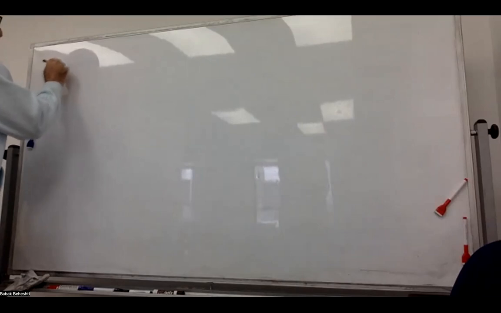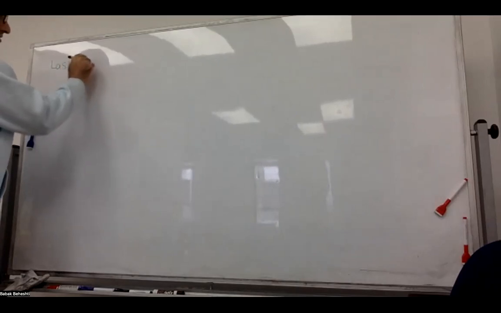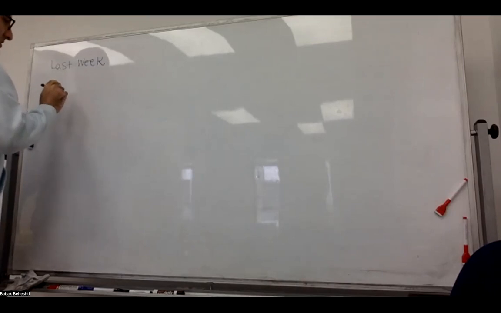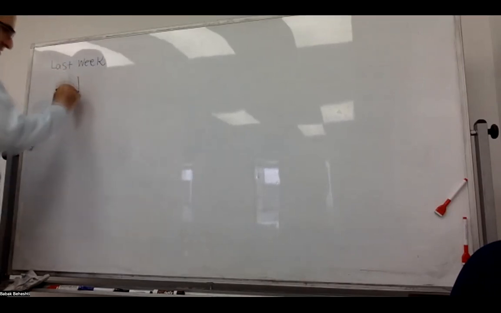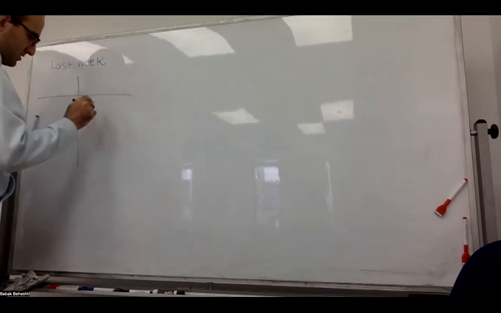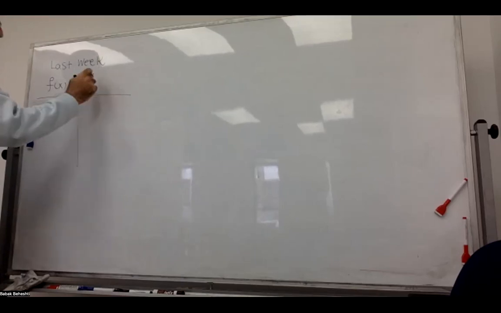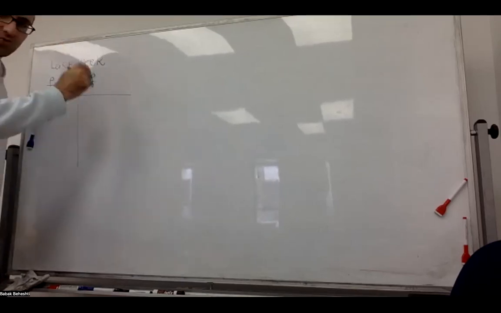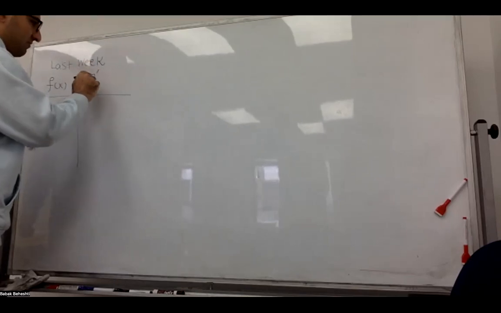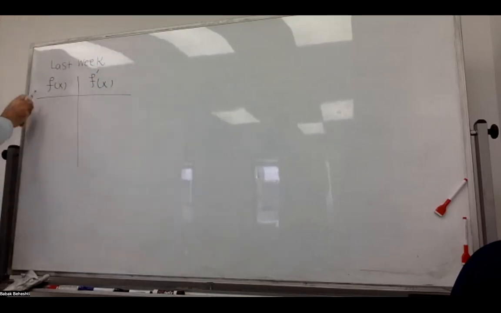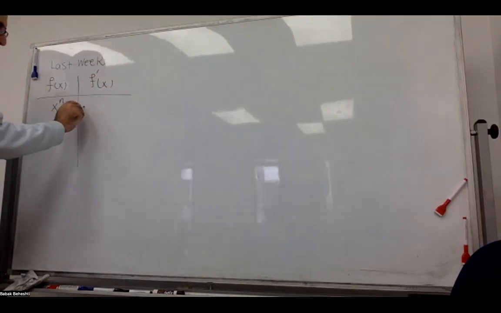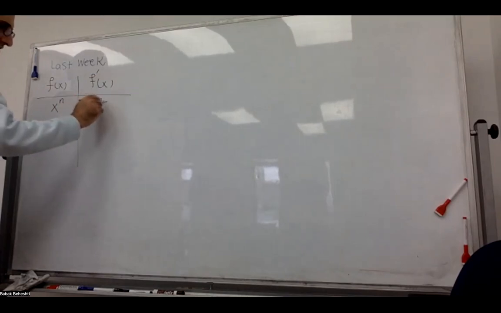So last week we have studied derivatives of functions. So here is a small table that we can make. This is f of x. And next to f of x, I'm going to write the derivative f prime of x. Like x to the power n. F prime is n times x to the power n minus 1.